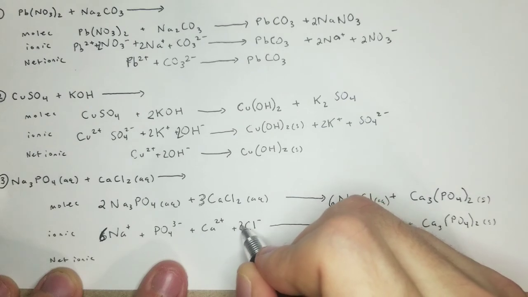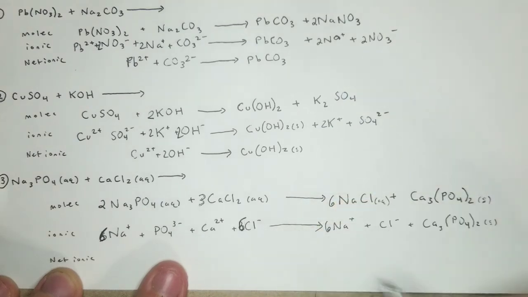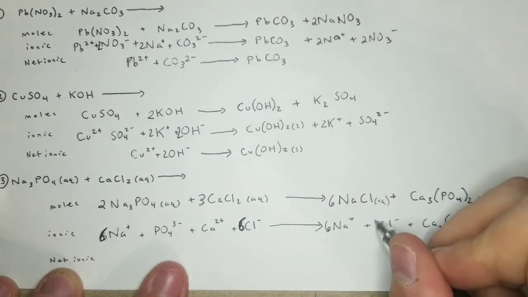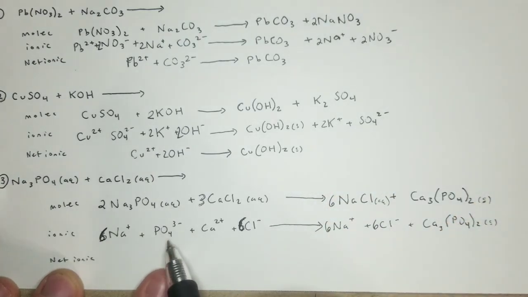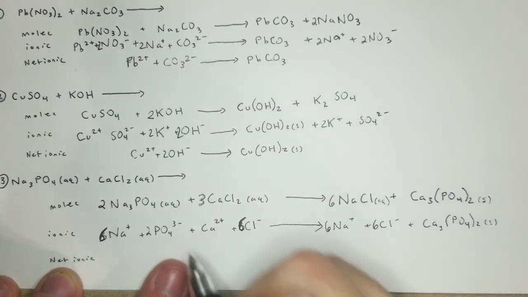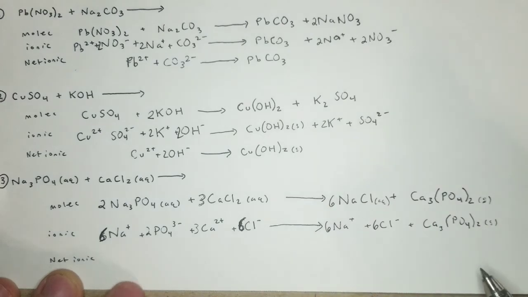I'm not sure if I can make that a 6. 6 Cl, 6 Cl. Now PO4, we're going to need 2 PO4, and we're going to need 3. It's a lot easier when they're all spread out like that.